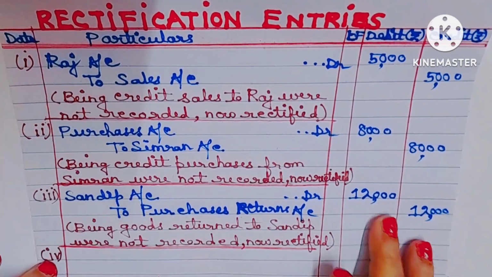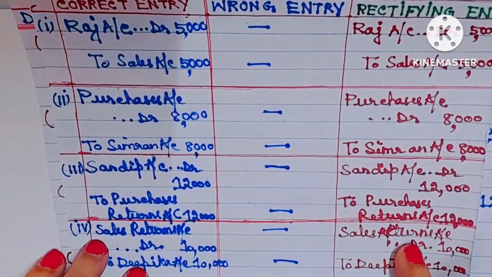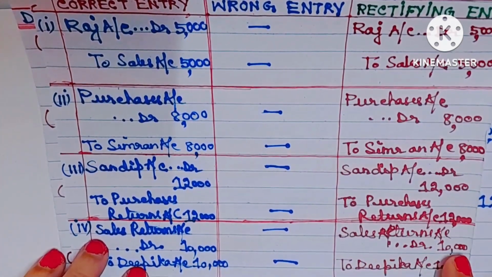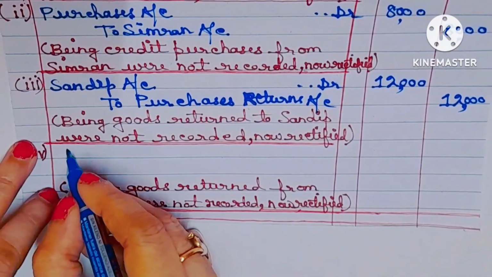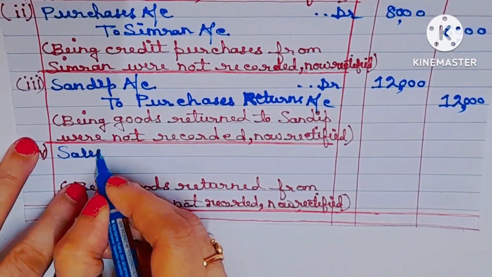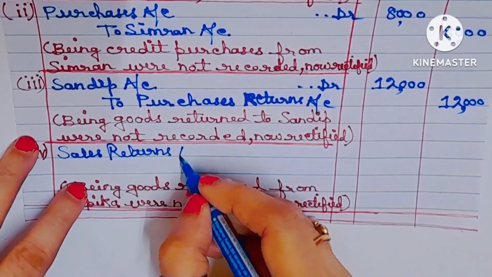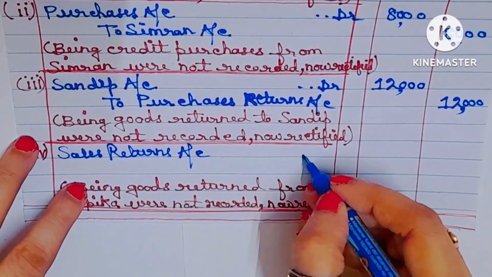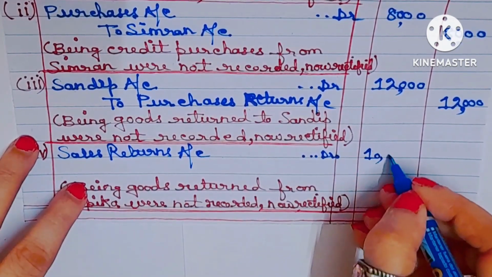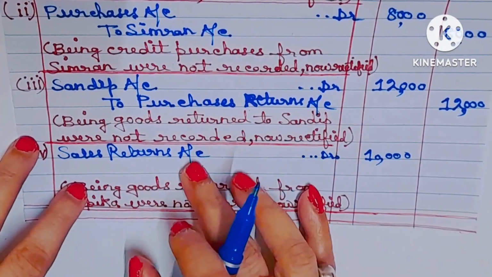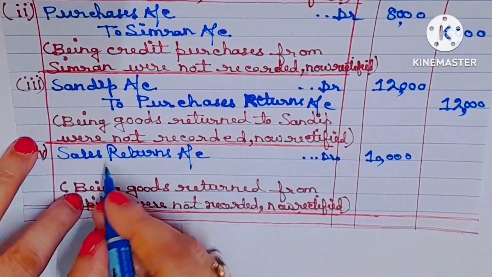Now let's see the last rectifying entry. This is the last rectifying entry. Sales returns account debit 10,000 to Deepika account 10,000. Okay, so let's write. Sales returns account debit 10,000. Please remember, sales returns account is also known as returns inwards account. Okay. To Deepika account.